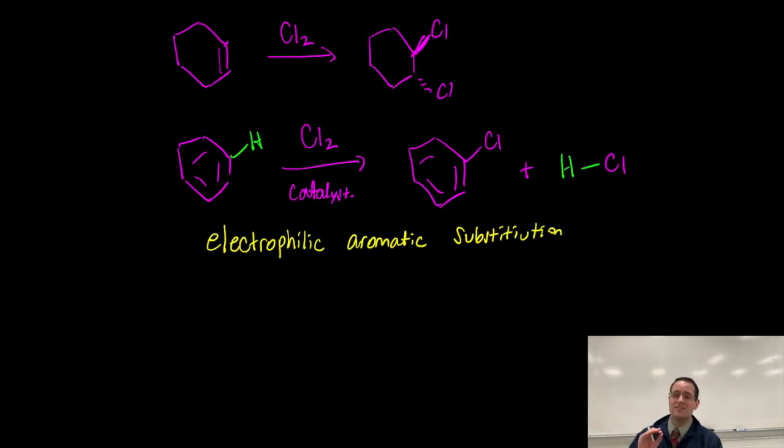And this does not occur by SN1 or SN2. It's a completely new reaction mechanism. What you're doing is exchanging that hydrogen for, in this case, a chlorine atom, okay? So that's how benzene reacts. It's very different. It's much more stable than chemists had expected, okay?